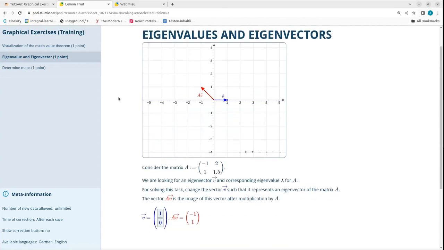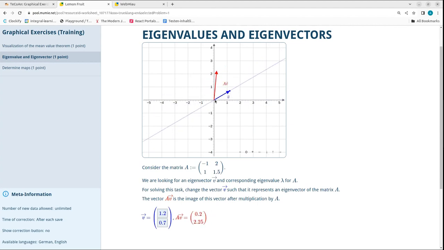Okay, so what do we do here? We show at the start the standard vector 1, 0. We have a random matrix A, in that case minus 1, 2, 1, 1.5, and we are looking for an eigenvector. What we show in the canvas is the vector and its image. And so I can drag the vector here.